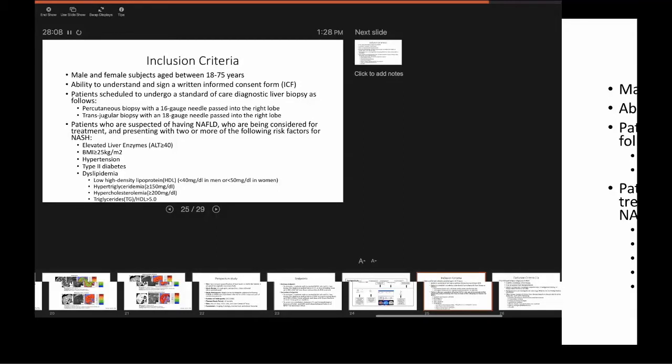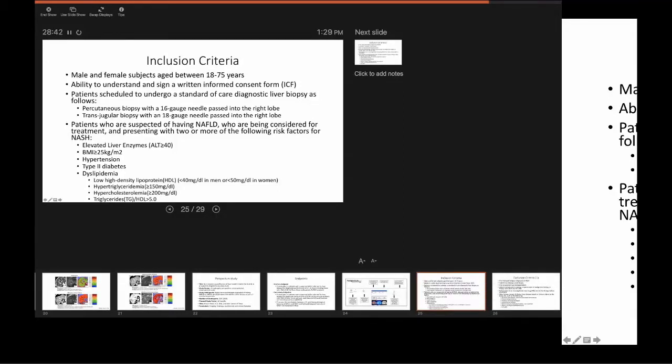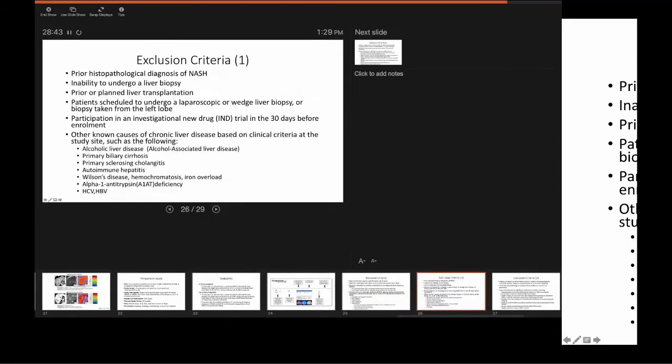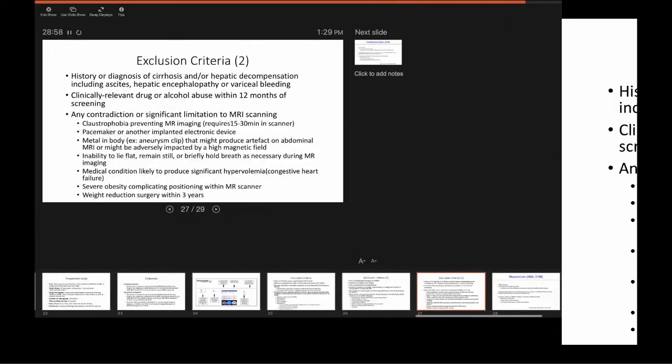And then it's just the typical risk factors here for NASH. The exclusion is if you had a prior biopsy, we don't want it, or people who are going to go on to liver transplantation, or anybody who's received an investigational drug within 30 days prior to enrollment, and then just excluding other causes of liver disease. And no cirrhotics, no alcohol, and no contraindications to MRIs.